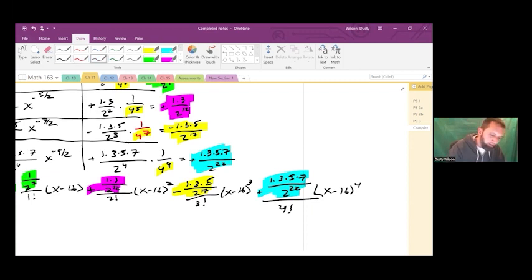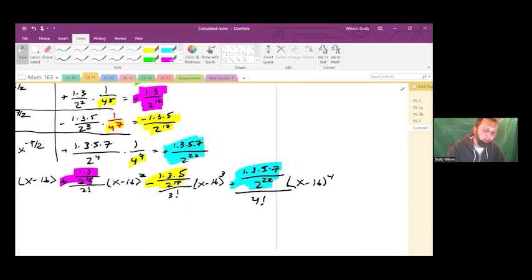At the end of all this, it's very important that we say we're going to continue on in the same manner. It's very important to have a plus dot dot dot because it says continue on in the same manner.